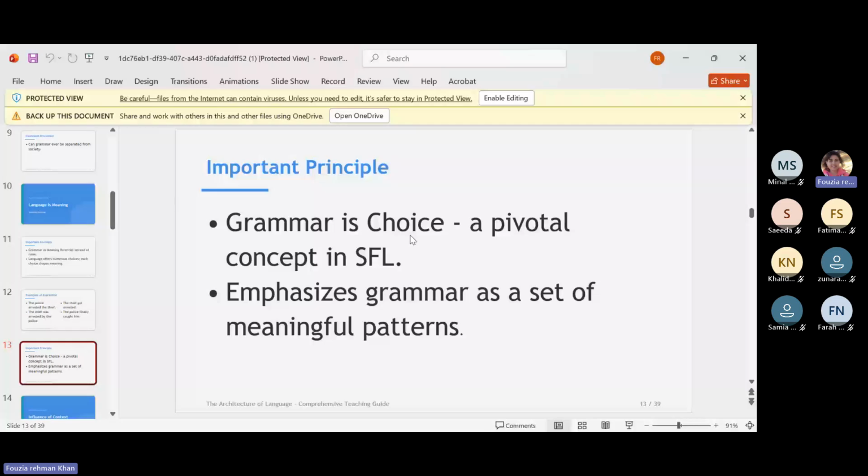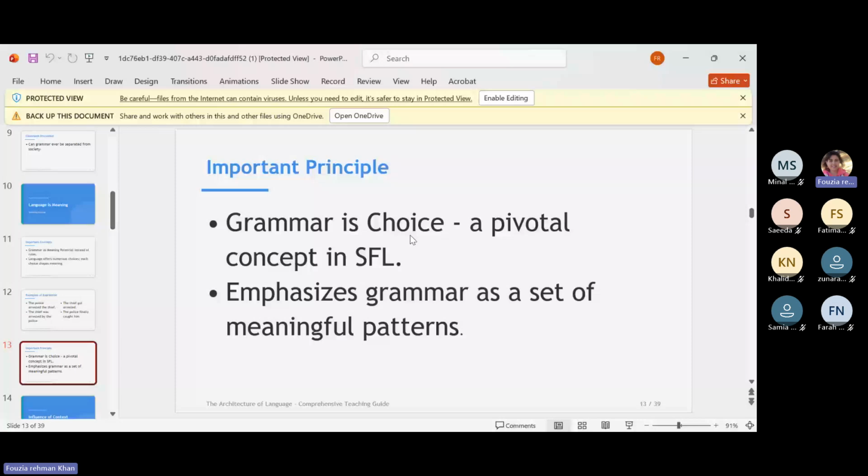Grammar is a choice. Language is not a choice. You use one language. Like I'm speaking English, I do not have another choice. Let's suppose that I'm in a formal situation. I don't have a choice in changing the language, but I have a choice in using the sentences that I'm using now. So grammar is a choice, and this is the important, pivotal concept in systemic functional linguistics.